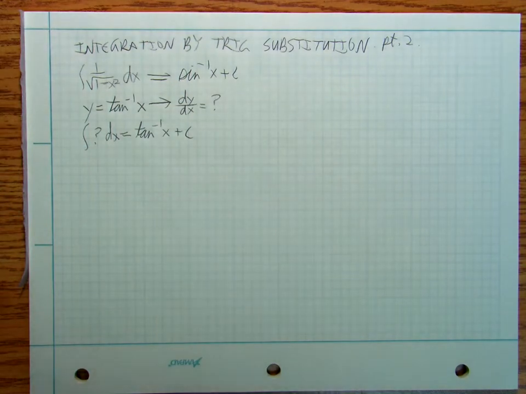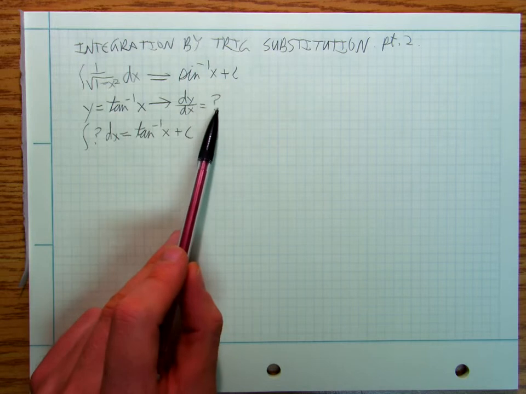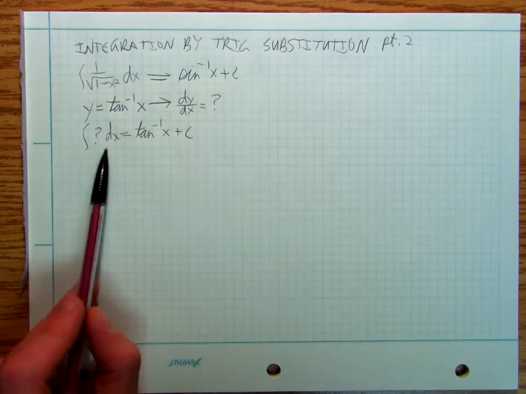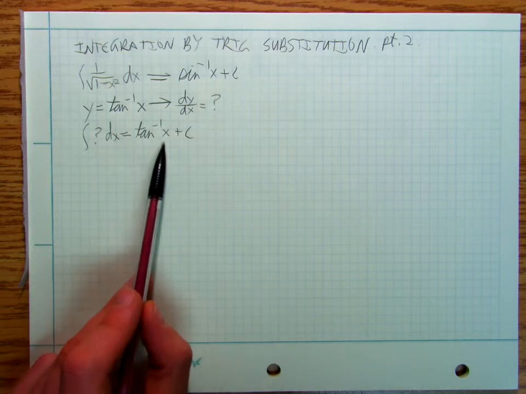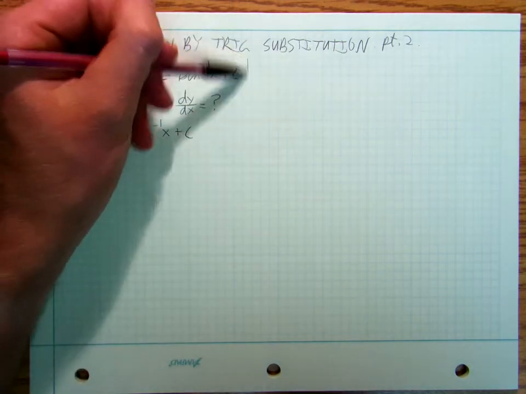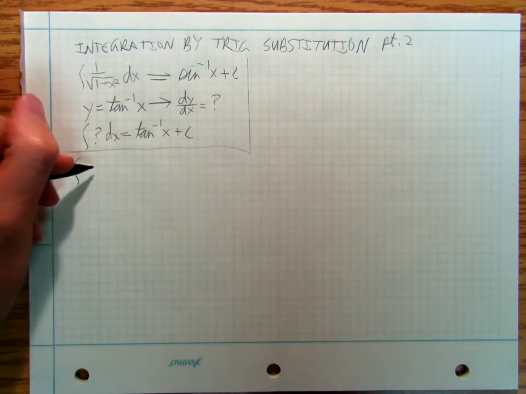Okay, see how that goes? y equals the tangent inverse of x. dy/dx equals what? The integral of that what is going to equal tan inverse of x plus c. So that's a big hint. Okay, so let's look at a different one.